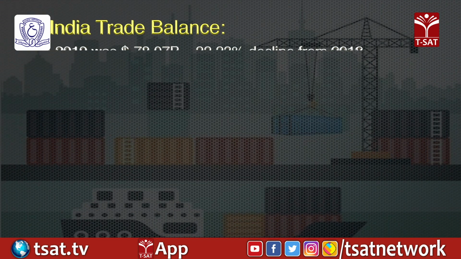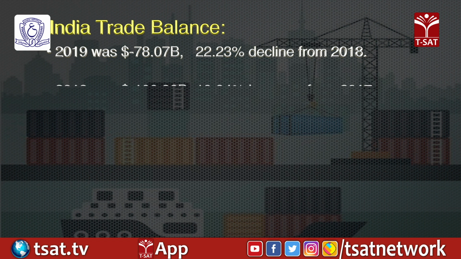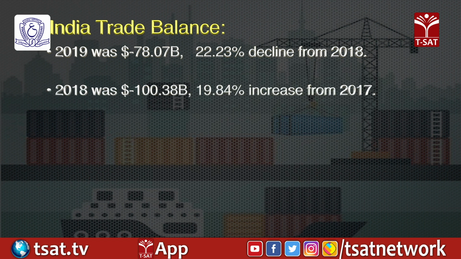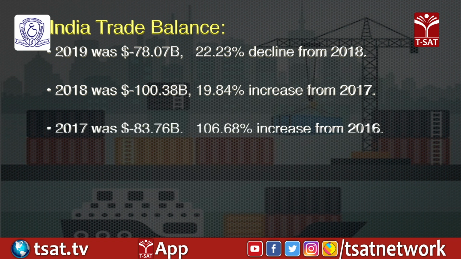External balance on goods and services, formerly resource balance, equals export of goods and services minus import of goods and services. Previously, non-factor services were also included. Data are current, in US dollars. India's trade balance for 2019 was $78.07 billion, a 22.23% decline from 2018. Compared to this, India's trade balance for 2018 was $100.38 billion, a 19.84% increase from 2017.